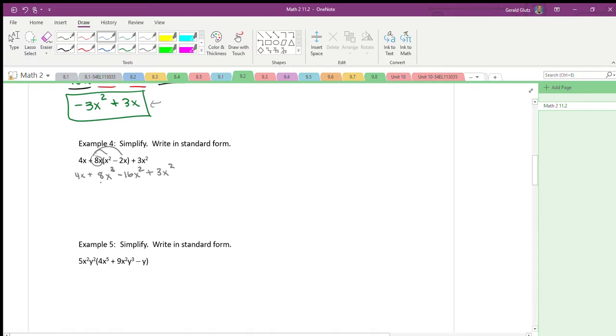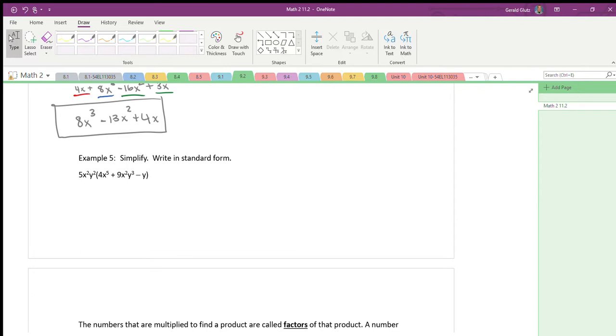Now I look for like terms. The first thing I'm going to look for is the biggest exponent. 8x cubed, there's no other x cubes in there, so that's going to stay the same, 8x cubed. Then I have a negative 16x squared and a positive 3x squared. Negative 16 plus 3 is negative 13x squared. And then I have just that 4x by itself, so it'll be plus 4x. Now it's in standard form because the highest exponent comes first. Combine all like terms, so we are done.